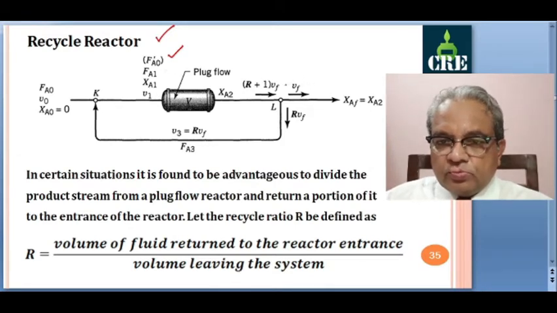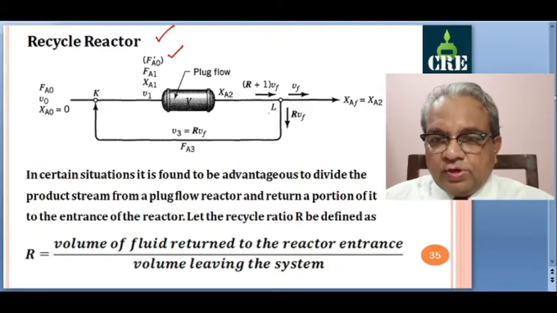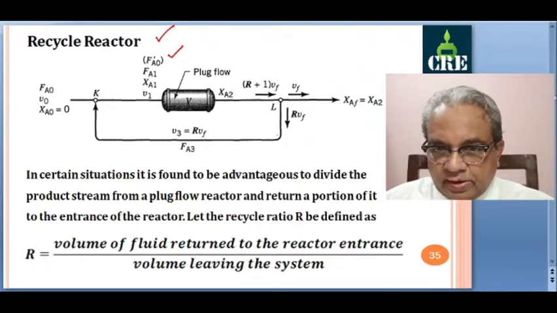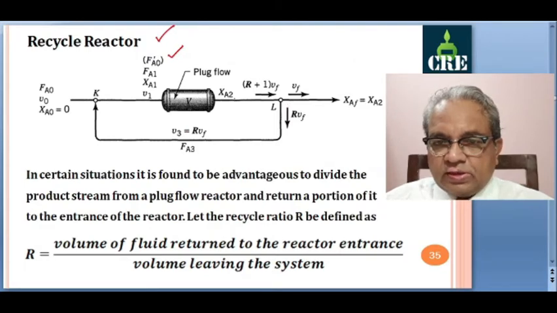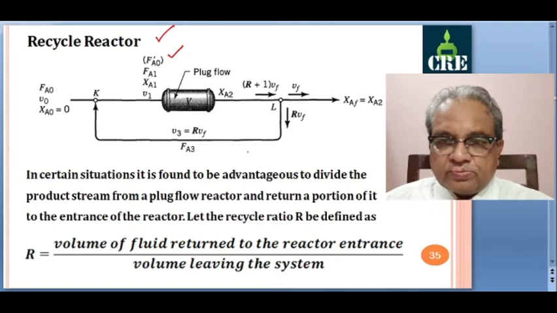This splits into Vf on one side and R into Vf going back. So V3 is R into Vf. This R into Vf is denoted by V3. XA final conversion is the same as that of this stream. Quality will be the same. Only the part is recycled. Whatever is the concentration here, the same is the concentration of this stream.